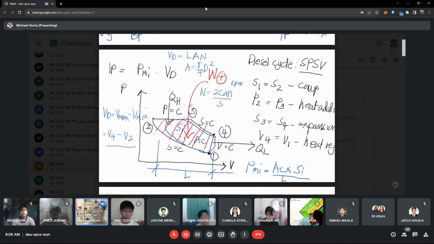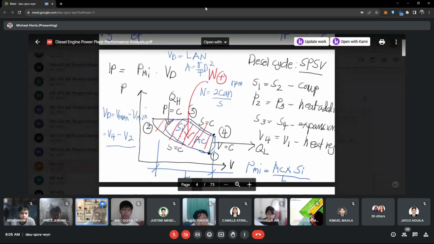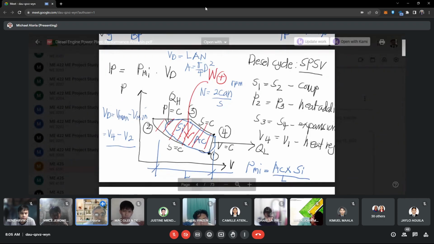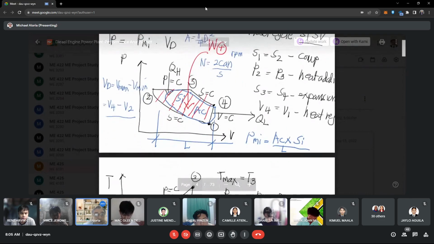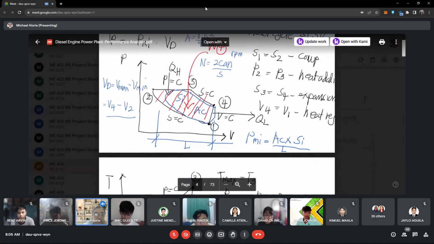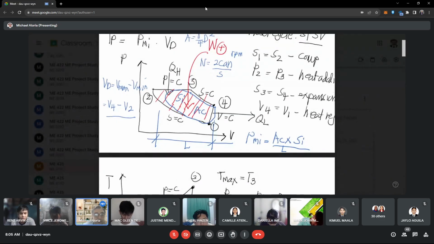Okay? So if we trace it, we can have our indicator diagram or indicator card. Okay? This serves as the area of our card. If we define the length, so this is the length of our indicator diagram, okay? And then we have your spring scale. So we can measure your PMI, your indicated mean effective pressure, which is equal to your area of the indicator card times your spring scale over the length of the card.